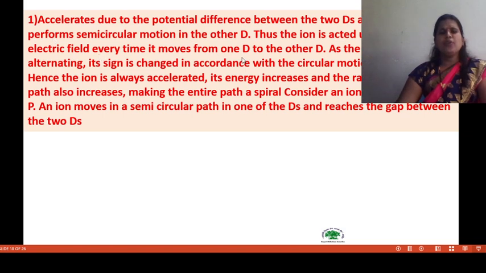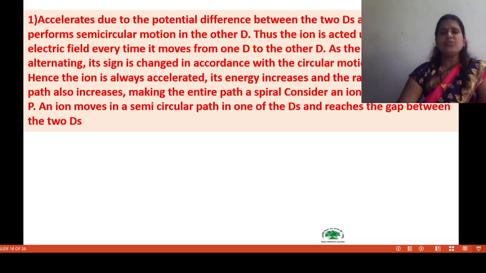Every time it moves from one D to the other D, the electric field alternates, its sign is changed. The circular motion of the ion is always accelerated because of the electric field. The energy increases, and the radius of the circular path also increases, making the entire path a spiral.